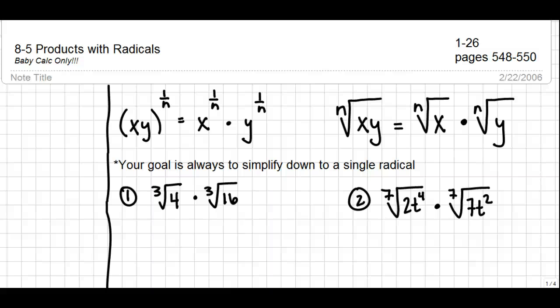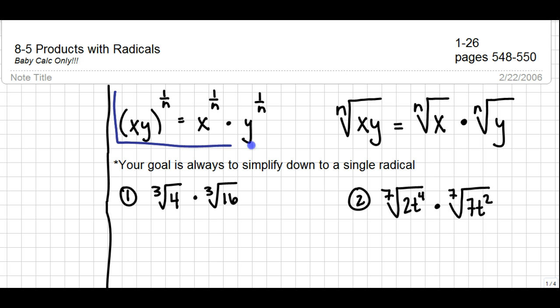This lesson is for Advanced Algebra, Lesson 8.5, Products with Radicals. It is important that students use a baby calculator only, so that's a calculator that doesn't have an exponent button or any cosines or sines on it. So a four-function calculator only here.